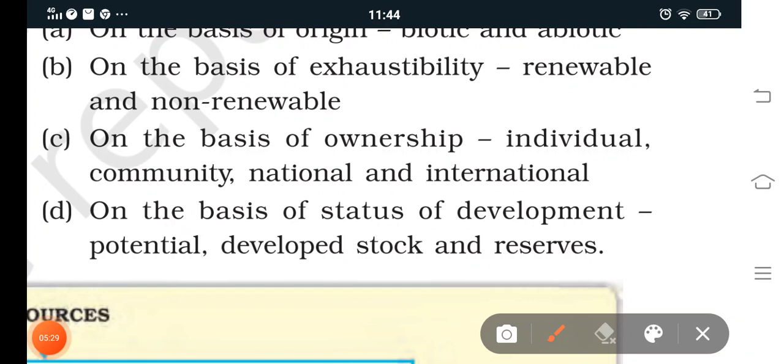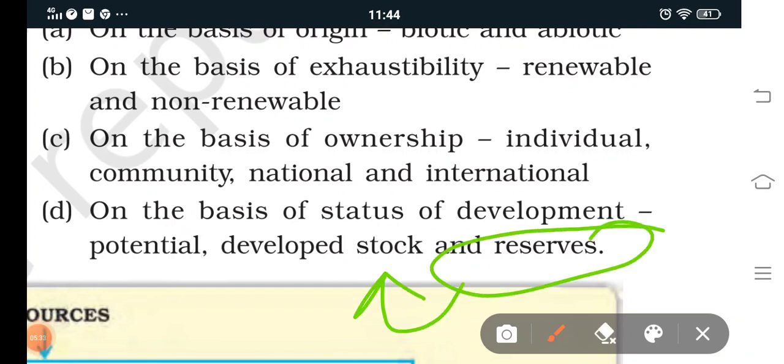Then reserves are the subset of stock which can be put into use through the existing technologies, but till now they are not being used or their use has not been started. For example, you can produce hydroelectric power through river water, but till now we have not done so.